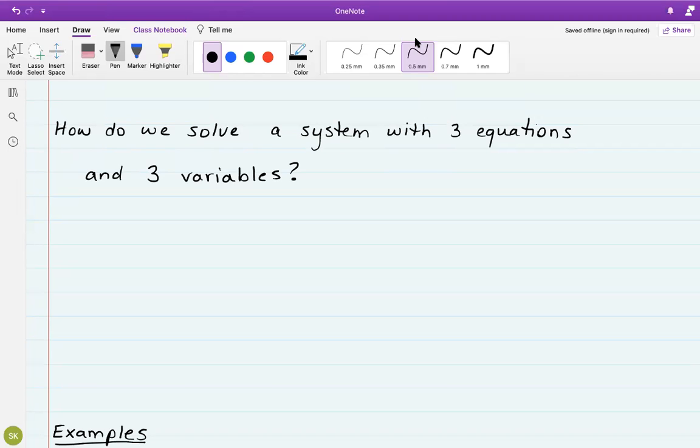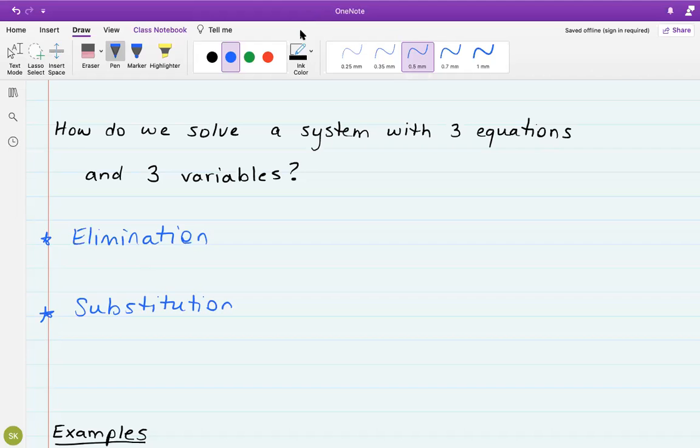So we've learned how to solve a system with two equations and two variables. Can we use those same methods to solve a system involving three equations and three variables? The answer is yes. We can use two of the methods, but not one of them. The two methods that we can use are elimination and substitution. And I'm going to teach you how to use these two methods to solve a linear system with three equations and three variables.